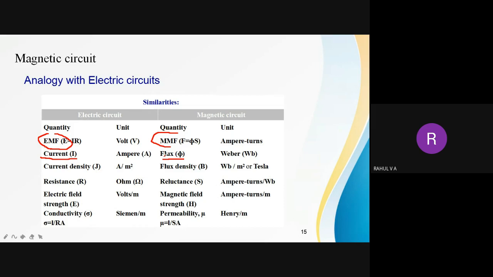And similar to resistance, it is an opposition to the flow of electric current actually. That is the meaning of resistance. So similar to that, there is also an opposition to the building up of magnetic flux, that is called reluctance.